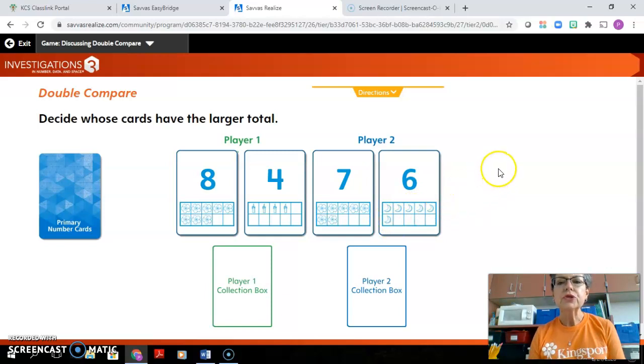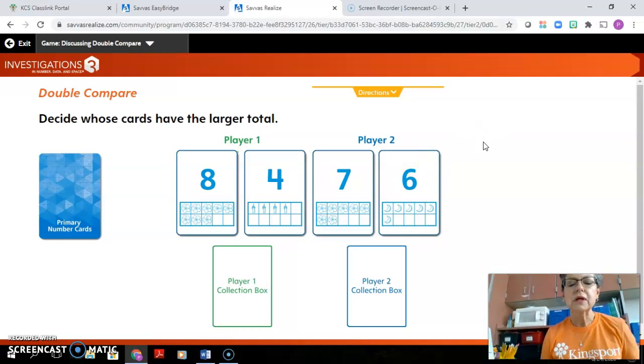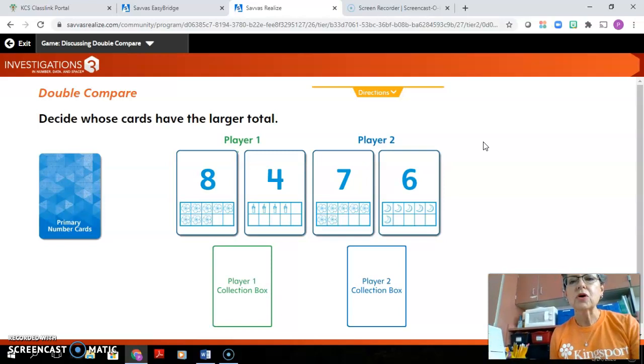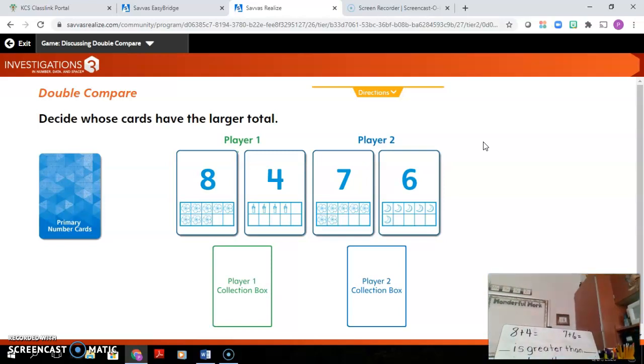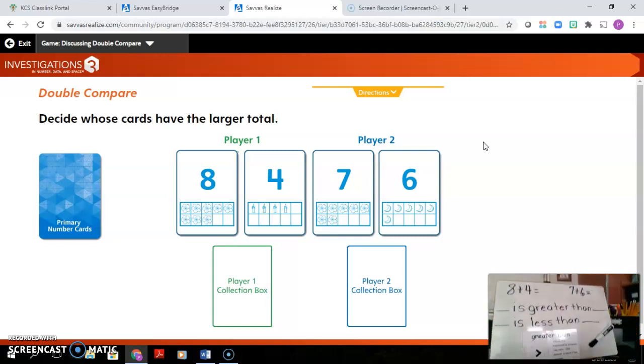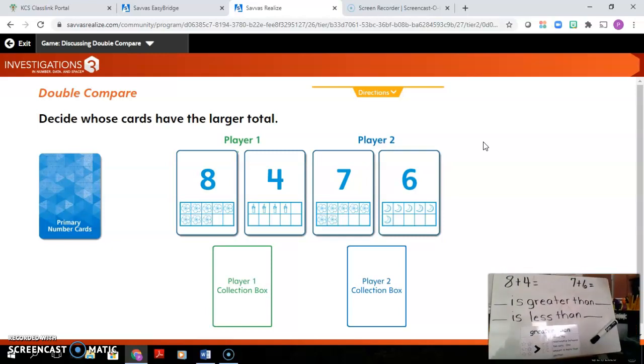So I'm going to write a number sentence because now we need to know who has more, player 1 or player 2. So I'm going to write a number sentence to represent these numbers and these players' number cards that they got. So I'm going to turn my computer here and hopefully you can see that.